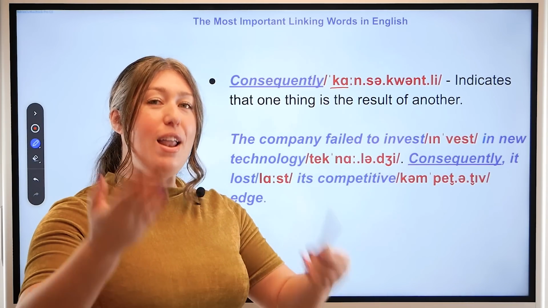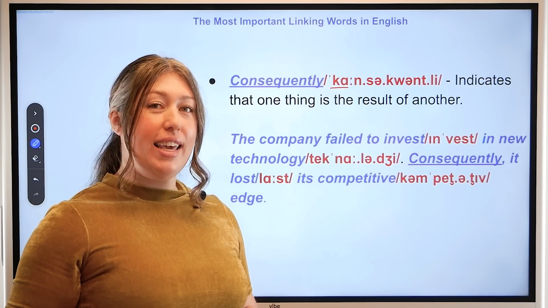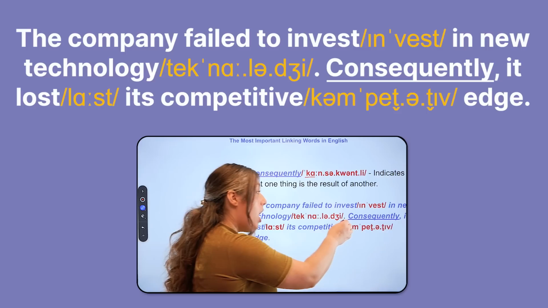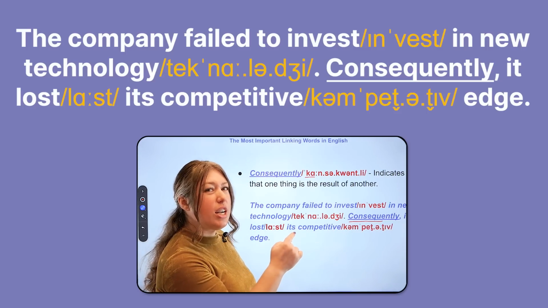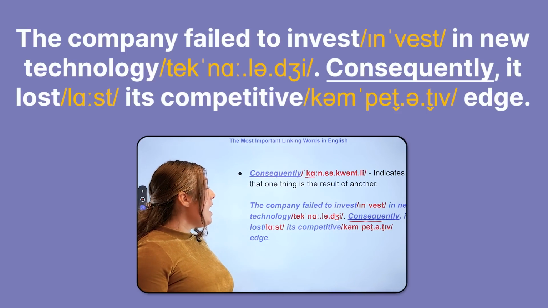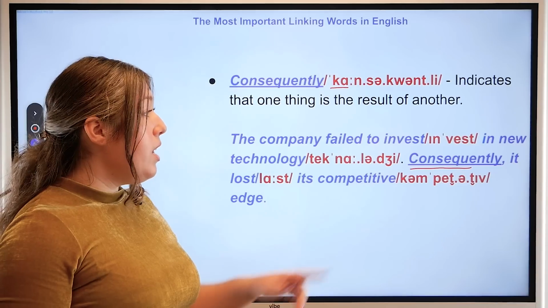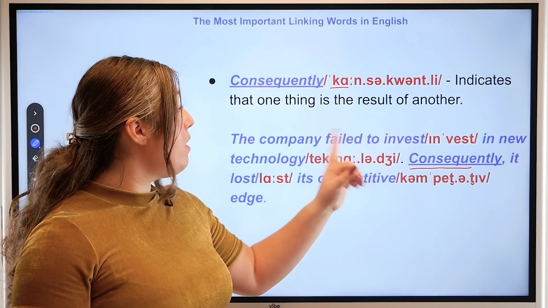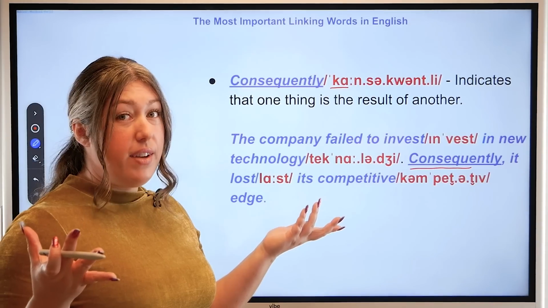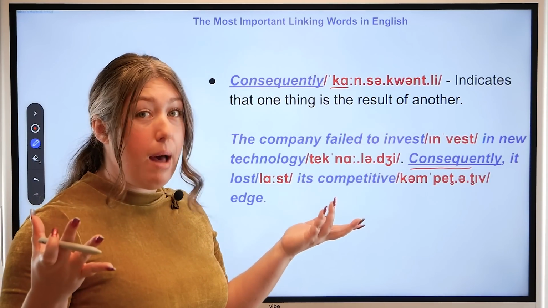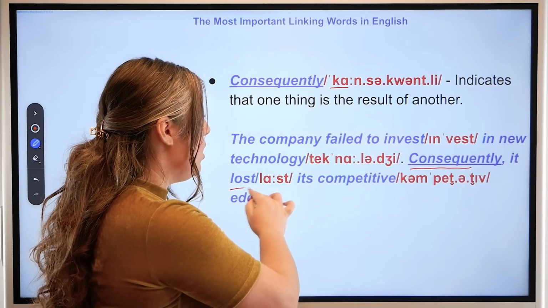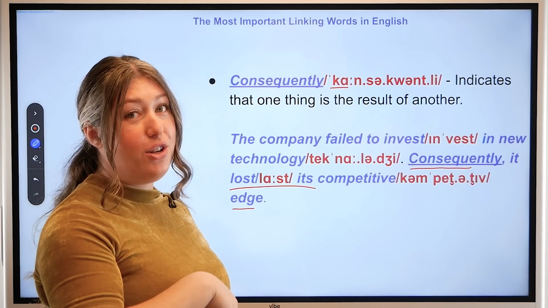Consequently. And normal speed. Consequently. Good. If we look at the example, the company failed to invest in new technology. Consequently, it's okay to start a sentence with this word. It lost its competitive edge. So consequently means we're showing the consequence of the first statement. The first statement, the company failed to invest in technology. So what happened? What's the result? What's the consequence? It lost its competitive edge.